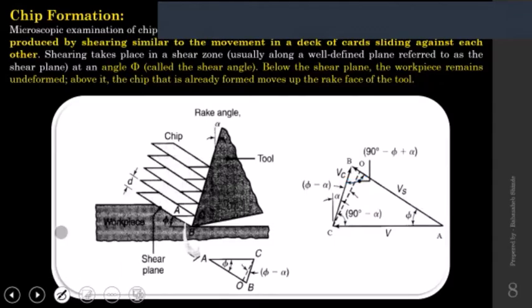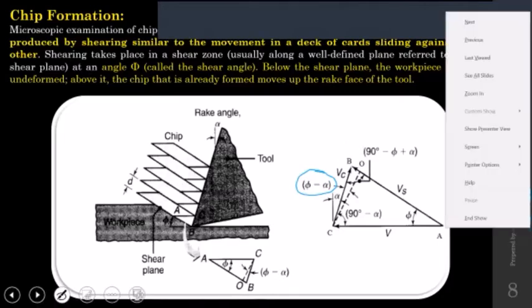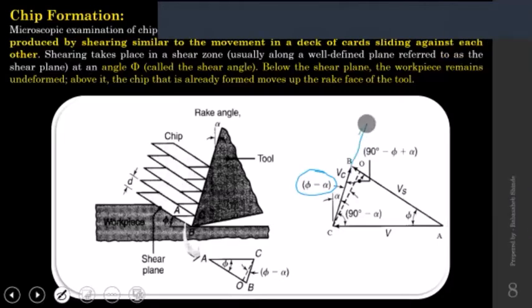Additionally, there is another angle, phi minus alpha. Phi minus alpha is the angle between this rake face and this perpendicular. The angle between those two is denoted by phi minus alpha. Now how to calculate that one? Again, you need to consider that triangle.